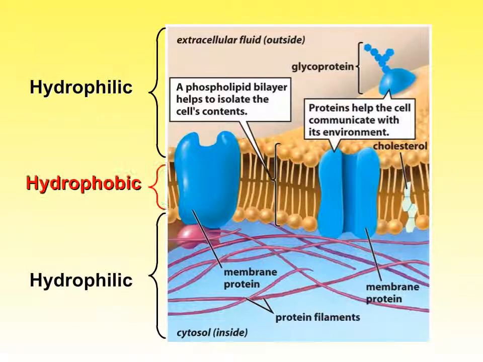Since the phospholipid tails in the membrane are hydrophobic, a selective barrier is formed between the cell's contents and its environment. Channel and carrier proteins embedded in the membrane allow necessary substances to move in and out of the cell. Glycoproteins facing the extracellular fluid communicate information to other cells, while proteins facing the cytosol may bind to and stabilize filaments in the cell.